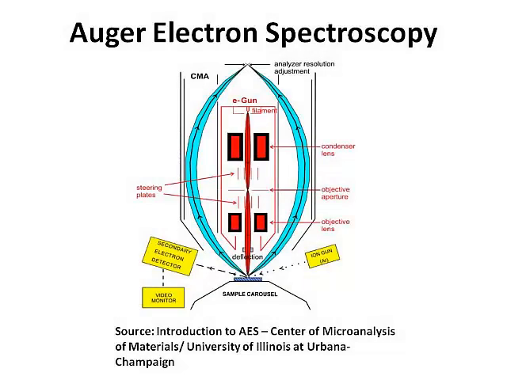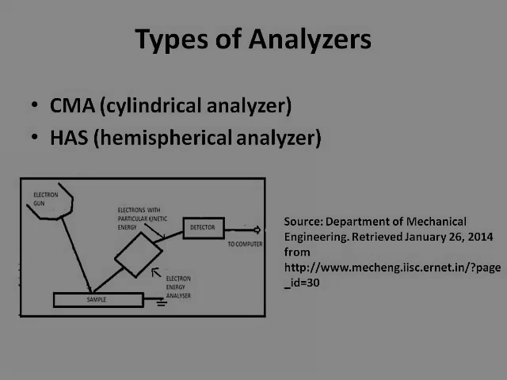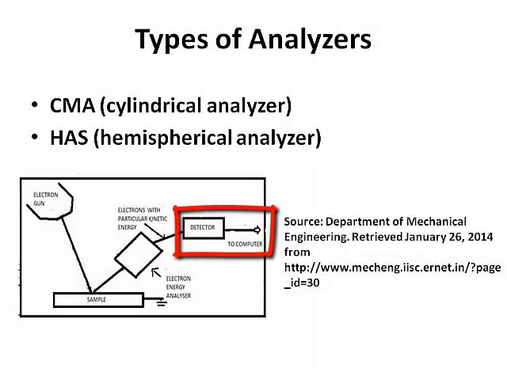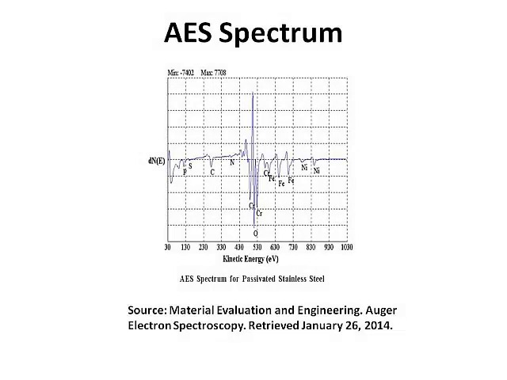This image is showing the AES schematic. To determine the composition of the surface of the sample, you have to use an argon ion gun. The detector captures the signal and transmits it to the monitor. The CMA, cylindrical mirror analyzer, can be replaced by an HSA, hemispheric analyzer. And the last figure is showing an AES spectrum. As we can see, the component peaks are so close that it is difficult to identify each one separately.